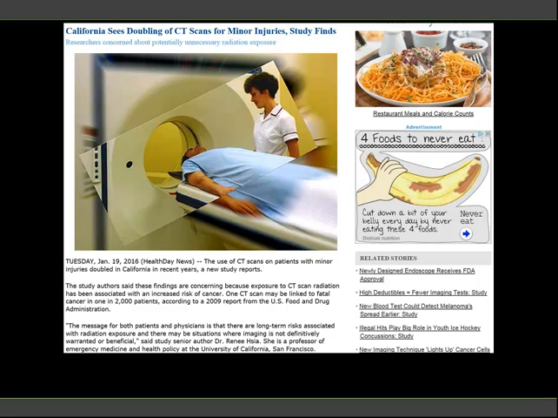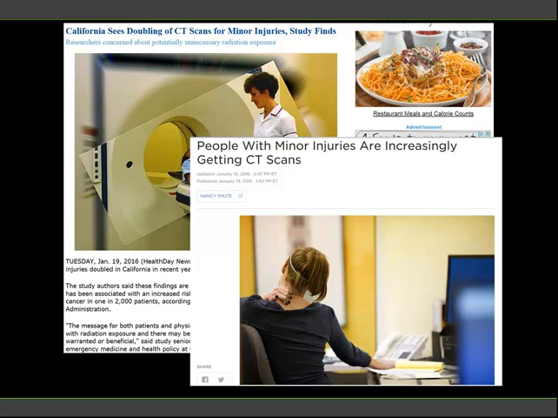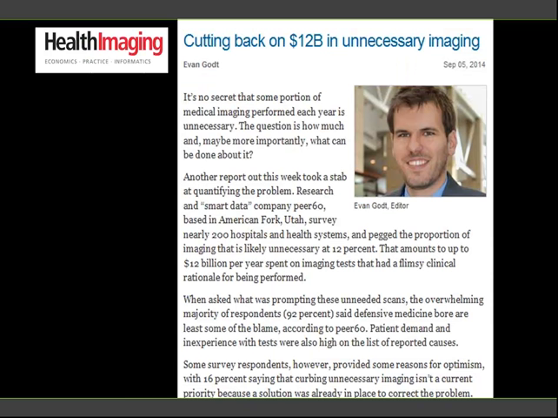So this is California, of course. They do CT scans for minor injuries, apparently, and this is on a web page that's available for the general public, together with healthy advice about eating spaghetti and meatballs and not to eat bananas. People with minor injuries are increasingly getting CT scans and neck sprain. There is unnecessary spending involved. And there are now more and more agencies, even within our own profession, that look critically at the use of advanced cross-sectional imaging to reduce the cost of all of this.